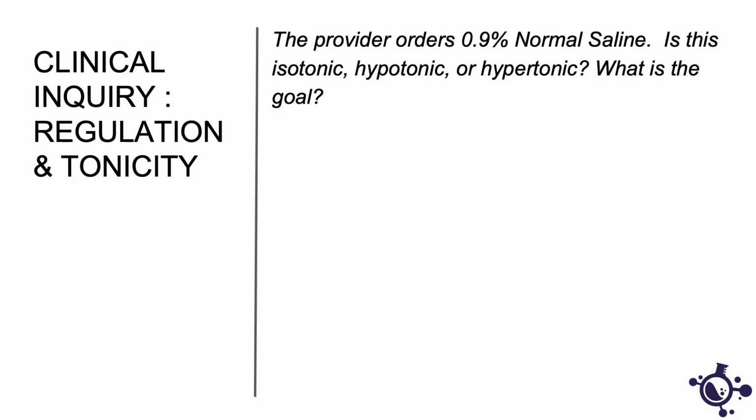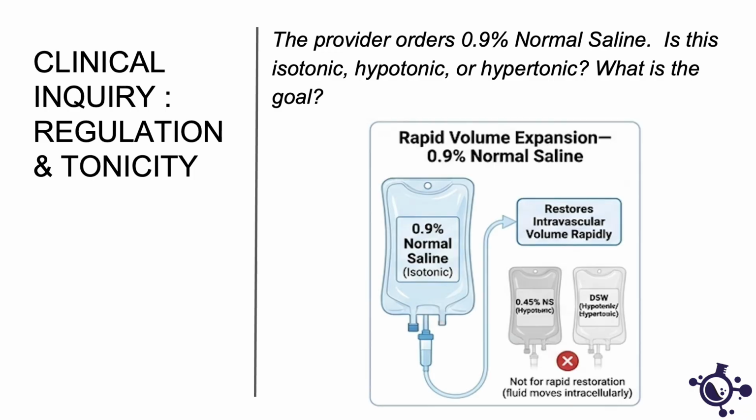So the physician has now ordered an IV infusion of 0.9% normal saline. Is this isotonic, hypotonic, or hypertonic solution? And what is the ultimate goal of giving this specific fluid to Miss Gertrude in regards to her condition? Yeah, this is an isotonic solution, and the goal is rapid expansion of intravascular volume to correct the hypovolemia without causing drastic intracellular fluid shifts.